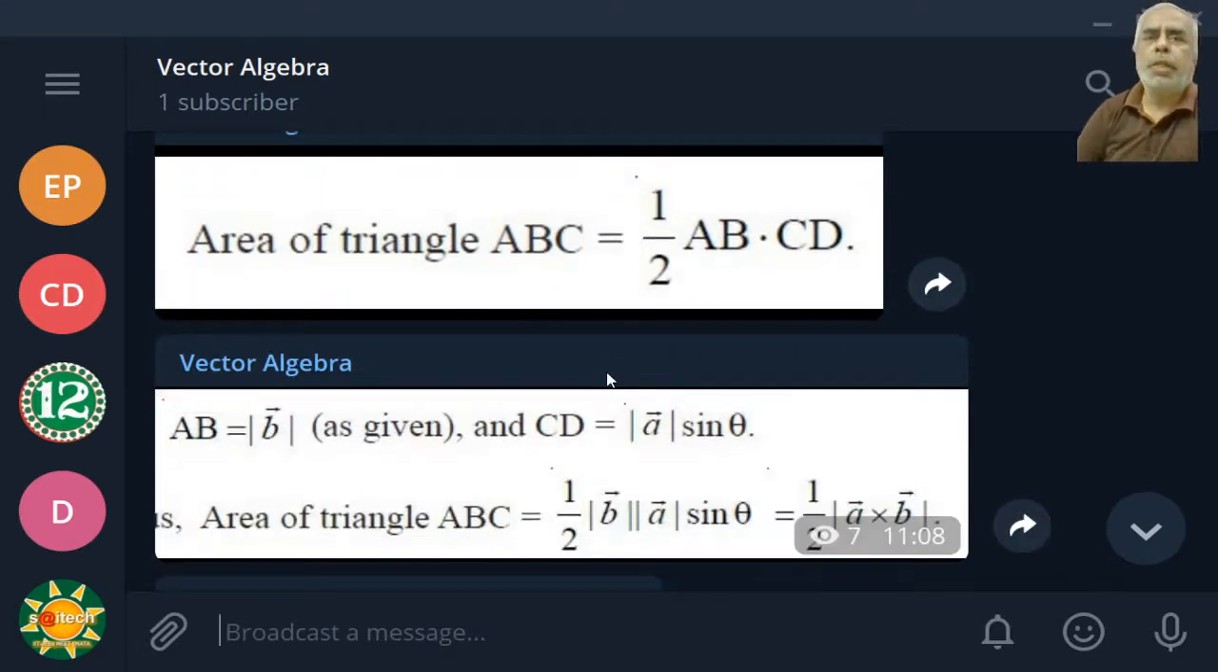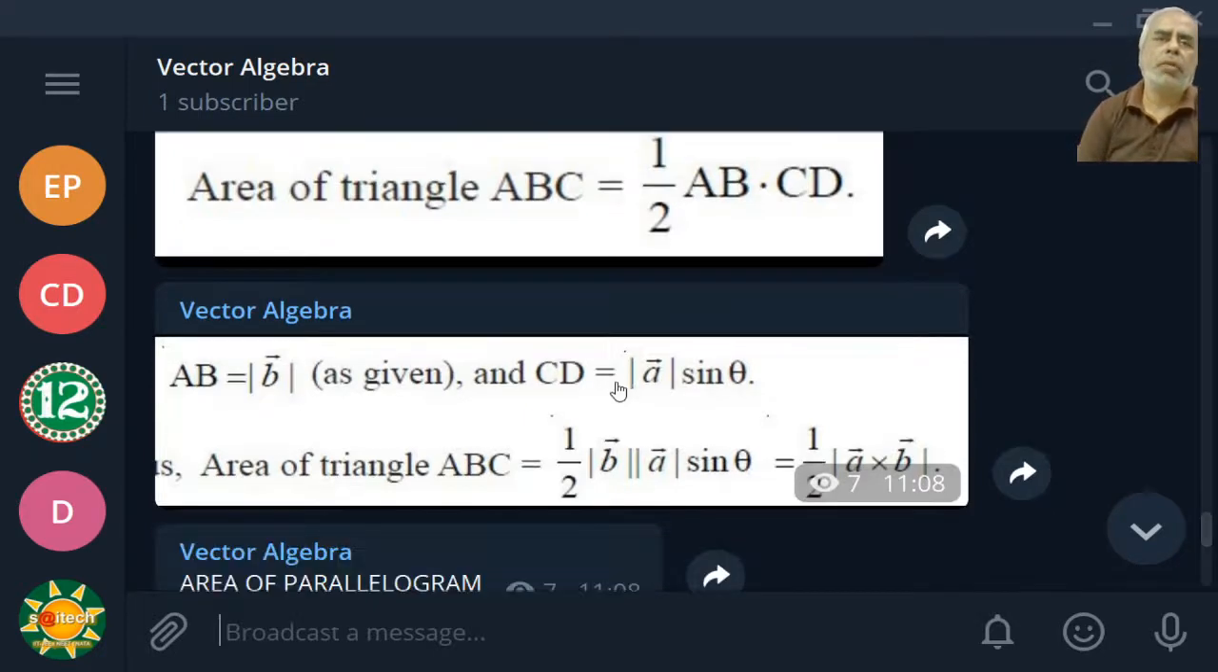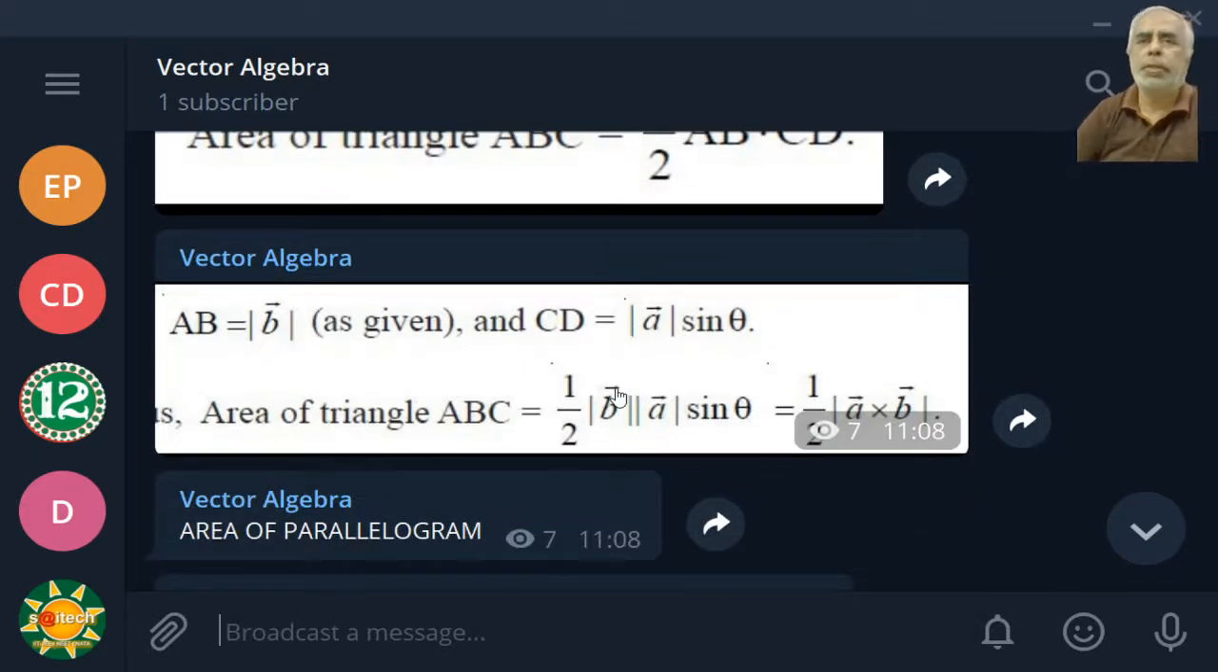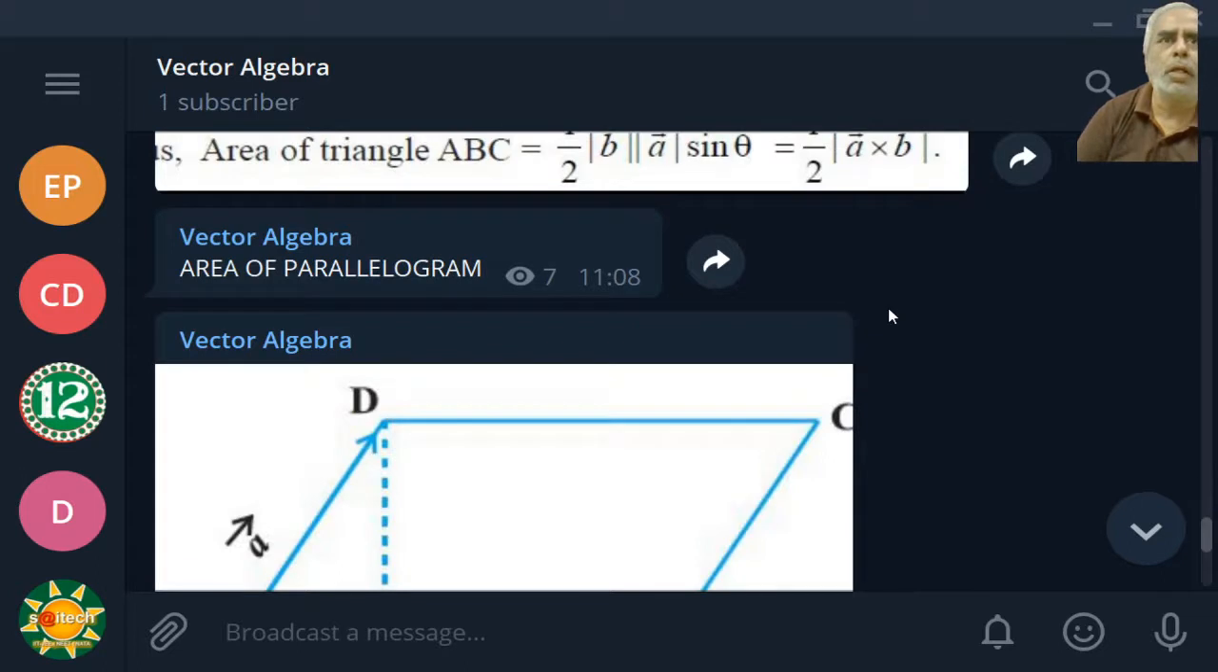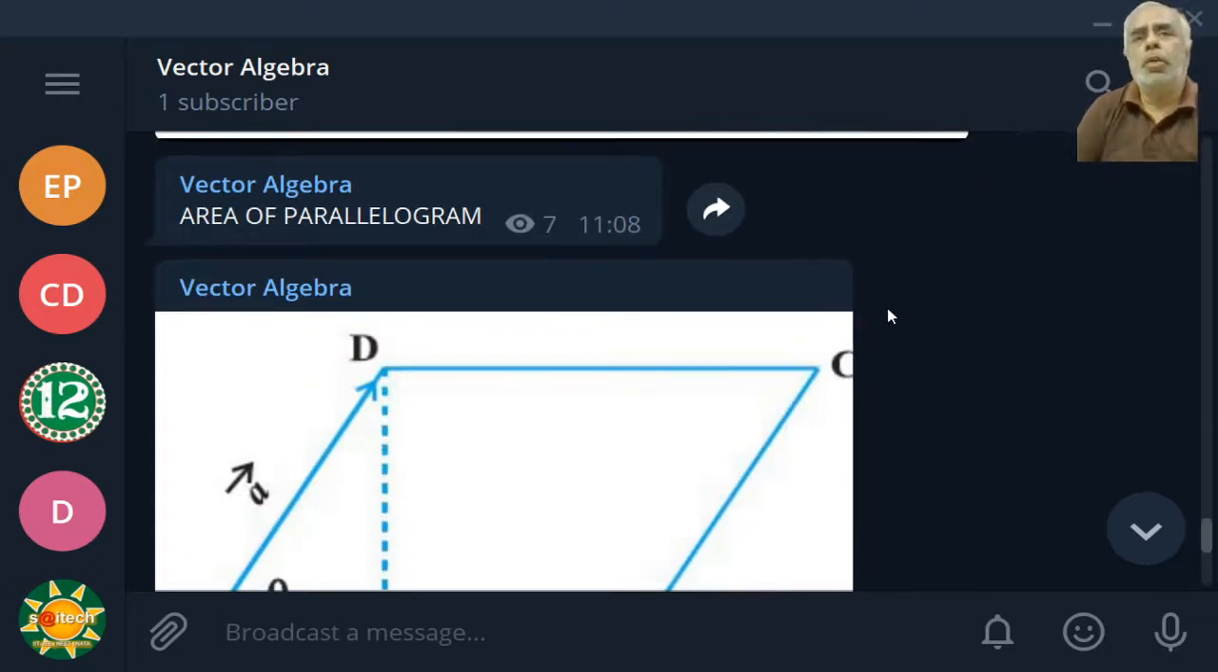So AB is here the magnitude of vector B and CD is A vector sine theta. So the area of triangle ABC can be represented as half into modulus of B vector into modulus of A vector into sine theta. So it is nothing but 1 by 2 into modulus of A cross B. So you must remember this formula. Then area of a parallelogram.